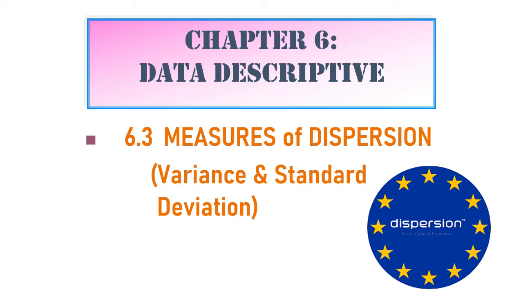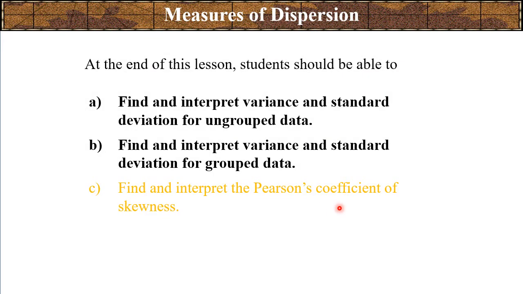In this video, we discuss the next subtopic, that is measures of dispersion. We focus on finding the variance and standard deviation for both ungrouped and grouped data. However, the Pearson coefficient of skewness, we'll discuss in the next video.